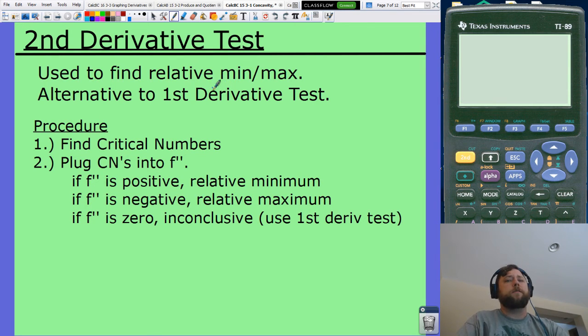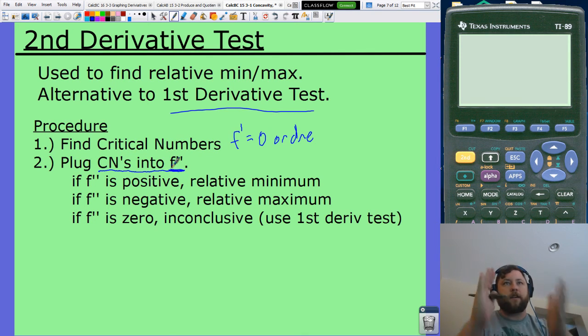So sometimes we want to find relative mins and maxes. We've done the first derivative test, and you can use that. But the second derivative is sometimes another way to do this, and sometimes I find it easier. So the procedure is to find the critical numbers, with the first derivative equal to 0 or does not exist. And then you want to plug those critical numbers into the second derivative. So instead of making the table, you plug them into the second derivative.